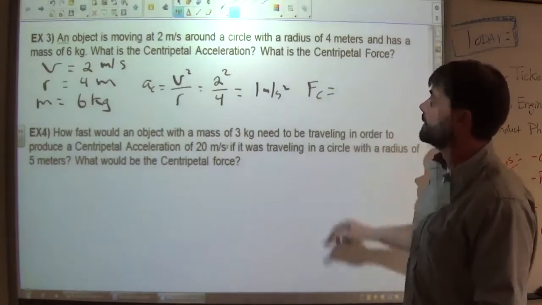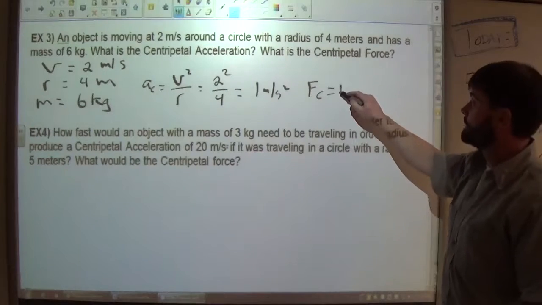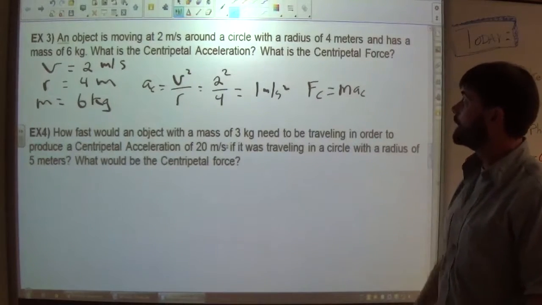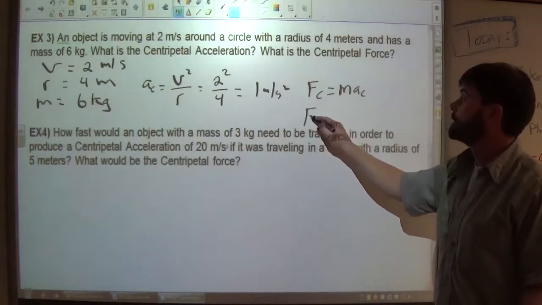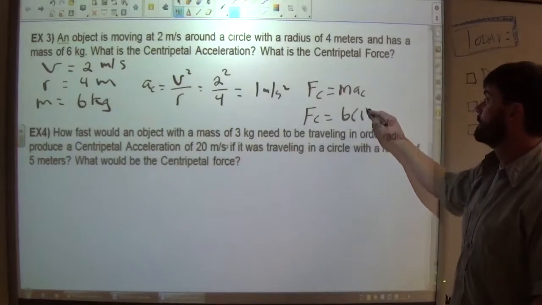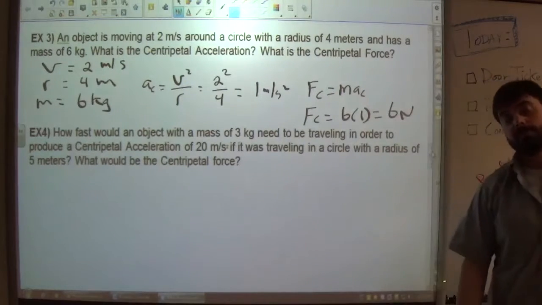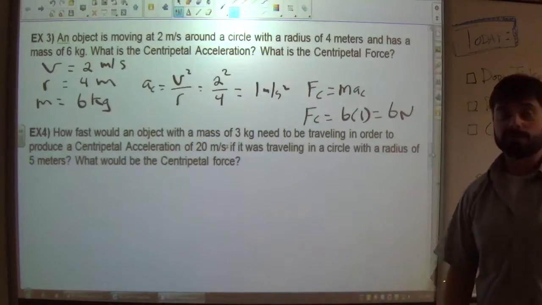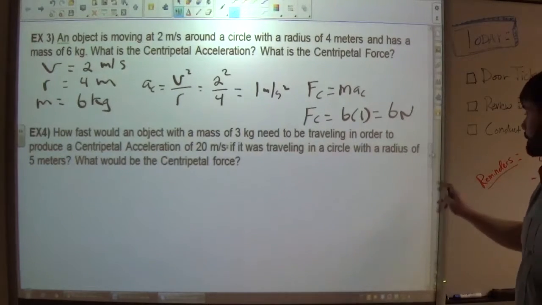And then they're asking us to figure out force centripetal, which is nothing more than the mass times the acceleration centripetal. Acceleration centripetal is 1, and our mass is 6. So our force centripetal is nothing more than 6 times 1, which gives us 6 newtons. So this would be equal to the centripetal and also the centrifugal force, if you think of it in terms of equal and opposite directions.